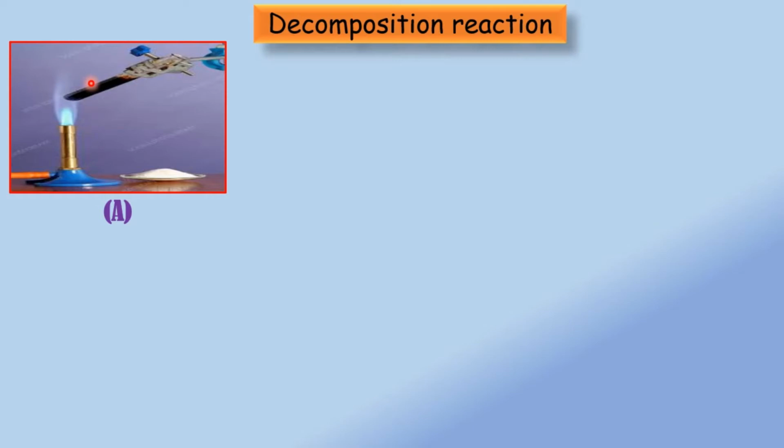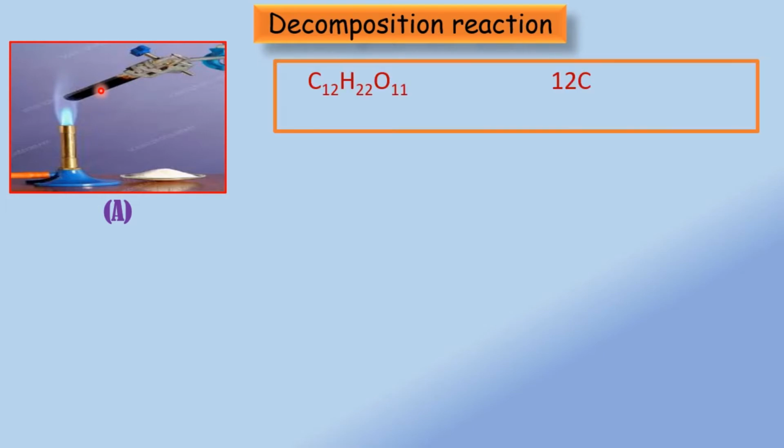Exactly what must have happened in this activity? Here, in this activity, a single reactant, sugar, is divided into two substances, C, carbon and water. So here we can say a single reactant is giving rise to two products.